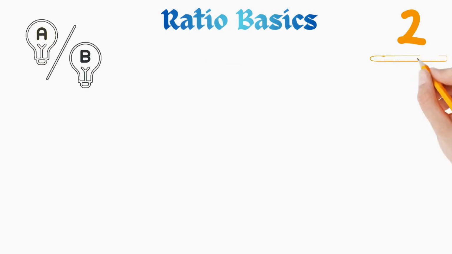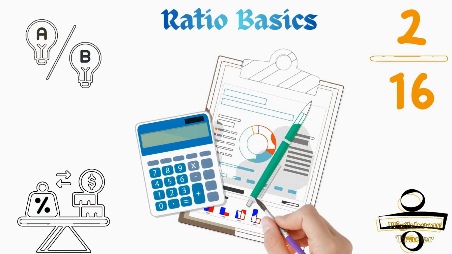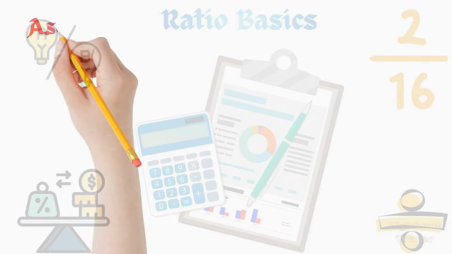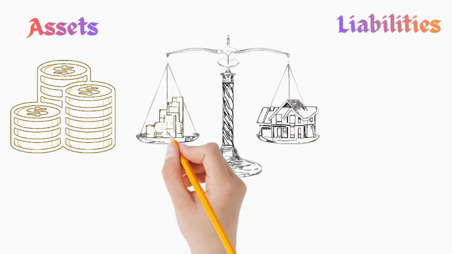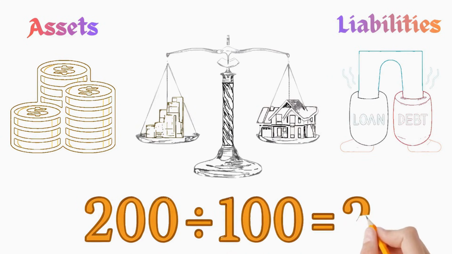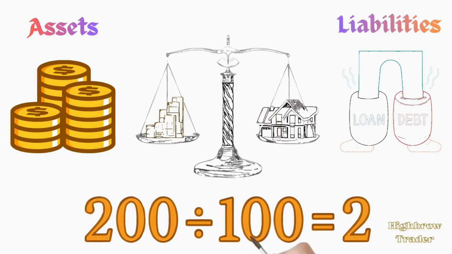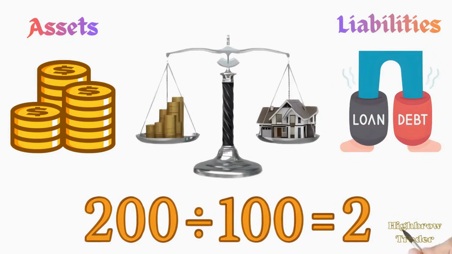A financial ratio is simply a comparison between two numbers taken from a company's financial statements. It is usually calculated by dividing one number by another. For example, if a company has total assets of 200 and total liabilities of 100, the ratio is calculated as 200 divided by 100, which equals 2. This means the company has twice as many assets as liabilities. Ratios are often expressed as numbers like 2.0, 1.5, or percentages like 15%, making them easy to understand and compare.